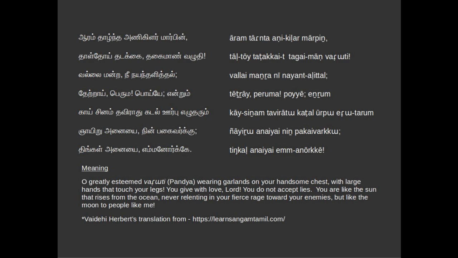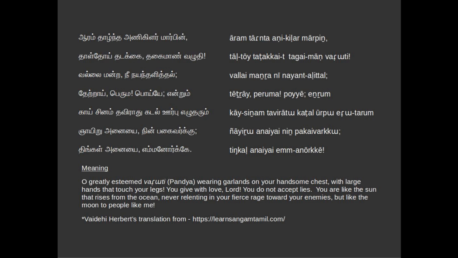So he says, Vallai mandra neenayan alittal tetrai, you do not know Peruma, oh the great one. Poye, poi is deceit, lies, falsehood. Poye, the very quality that you call as deceit or lie, endrum, ever, tetrai, you do not know Peruma, oh the great one. So he says, oh you, the great one, the king, you never know anything called as lie. You never know anything like deceit or falsehood. Very truthfully and generously, you give everything to people, and you're like a great donor.